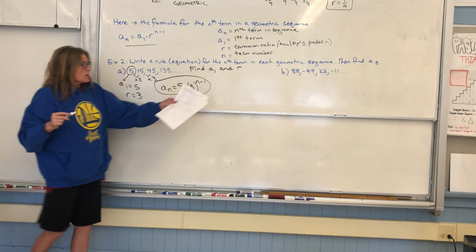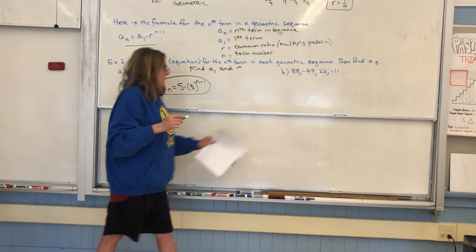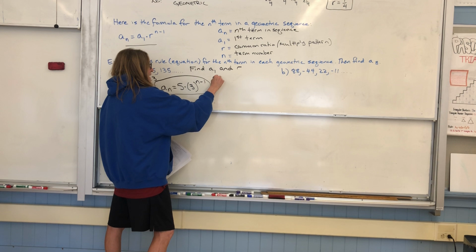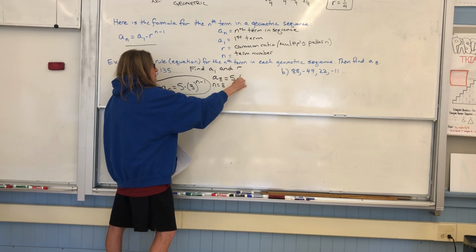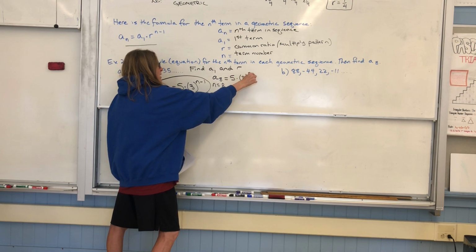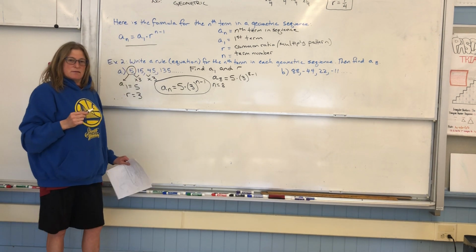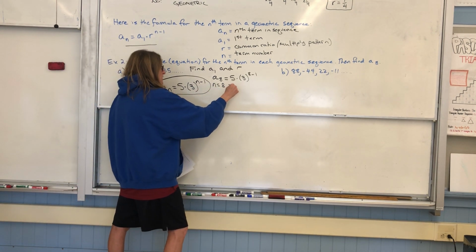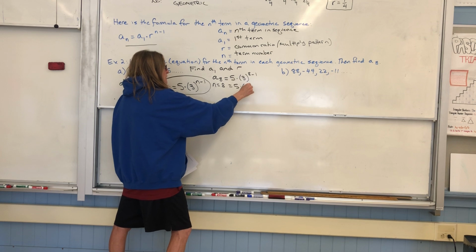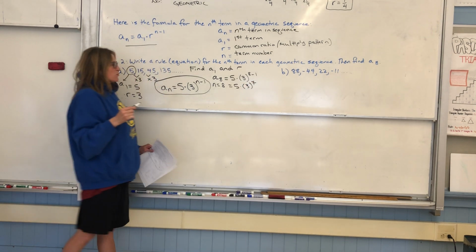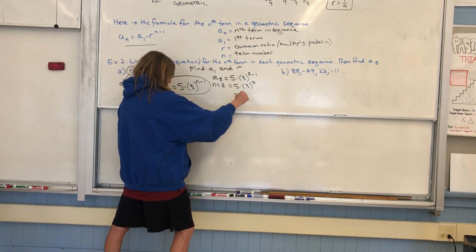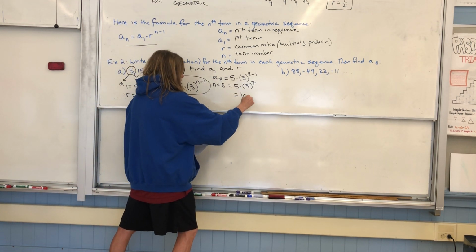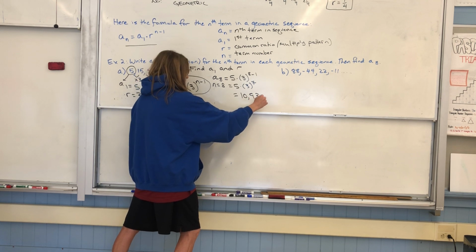So now they want us to use this formula to find A8. So to find A8, I'm just going to plug in n equals 8. So A8 is going to be 5 times 3 to the 8 minus 1. Which we know we're always going to do exponents first. And I can just type this right into my calculator. That ends up being 10,935. That's A8.